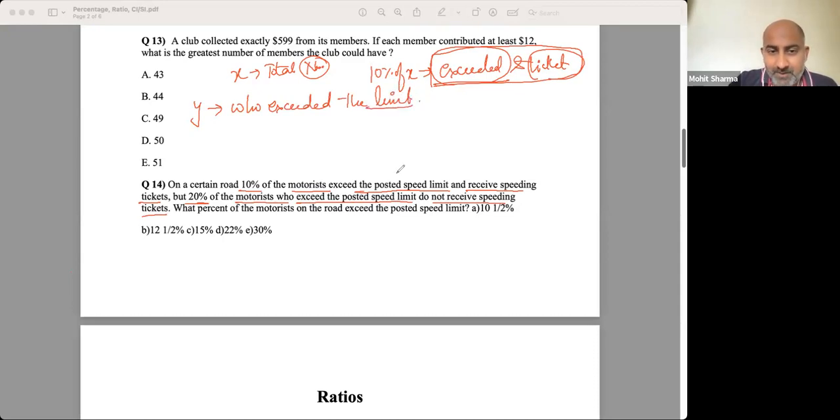Okay. Y is the number of people, and only those people who exceeded the speed limit. It says 20% of these motorists who exceeded the limit, that means 20% of Y, 0.2 of Y, do not receive the ticket. That means 80% of these people receive the ticket.